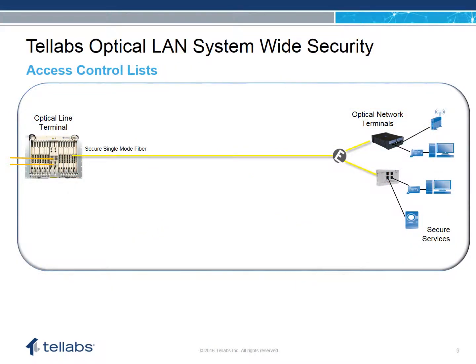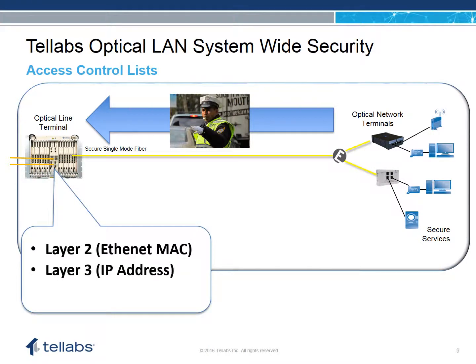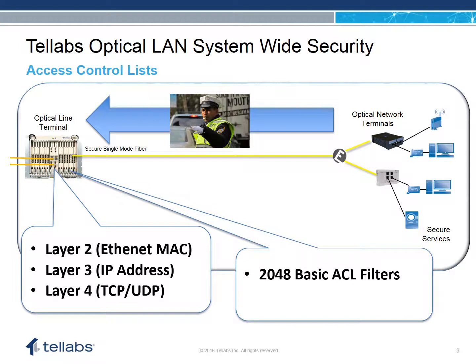Access control lists, or ACLs, assist with the end-to-end security across the optical LAN. These ACLs can be created at Layer 2, Layer 3, and Layer 4. Their purpose is to facilitate network protection for trusted and non-trusted devices, and to operate in conjunction with authentication mechanisms. Tellabs Optical LAN systems can support 2048 basic ACL filters and 512 deep ACL filters, with granularity down to the PON service module card.